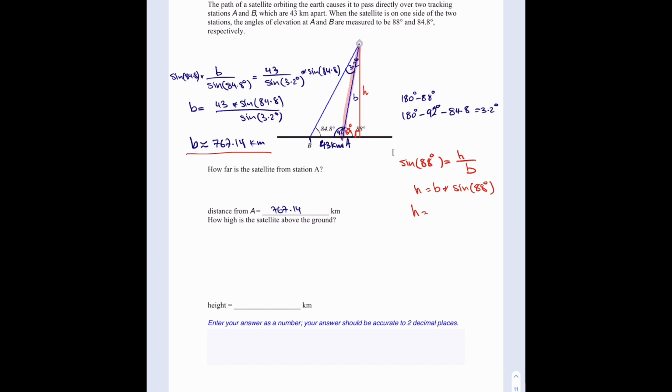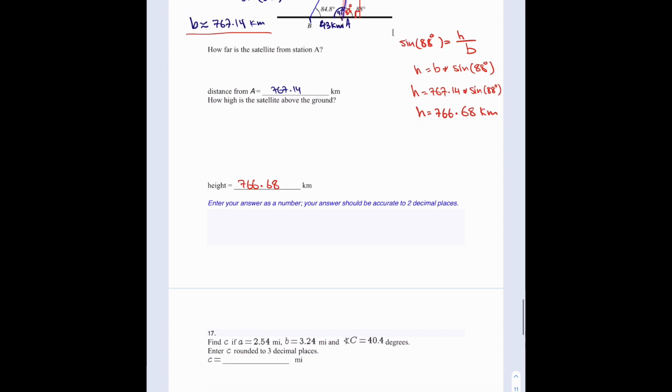So h is equal to 767.14 times sine 88 degrees, and that is going to give me the height. So the height here is 766.68 kilometers, and that is rounded to 2 decimals.